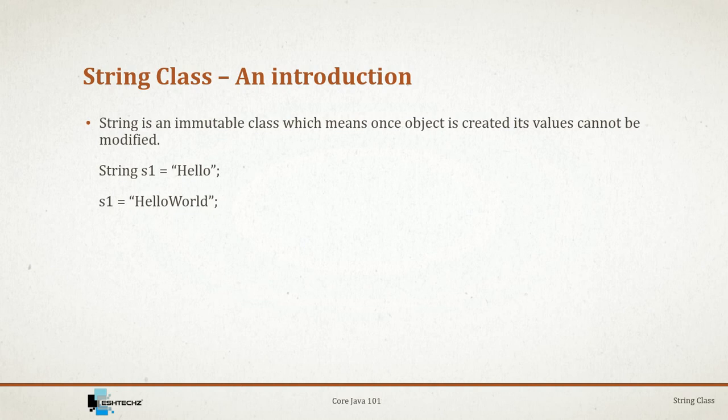So let's understand what happened when we created s1. When we created s1, JVM created a new object, assigned the value hello to it, and returned the reference to the object, which means s1 is pointing to hello. But when we assign a new value, at that time JVM again created a new object, which is hello world, and assigned the new reference to s1. So this means it didn't change the object which it created.